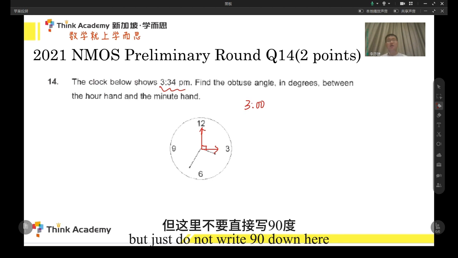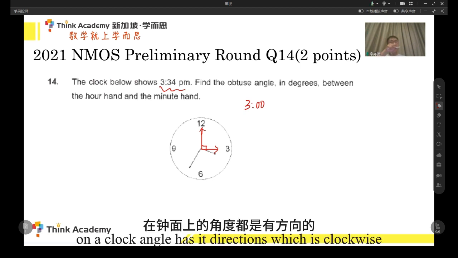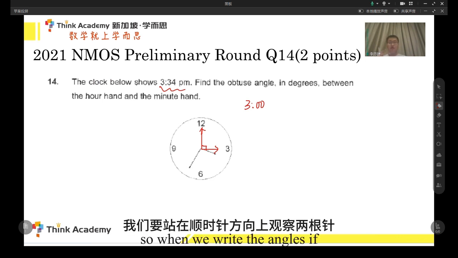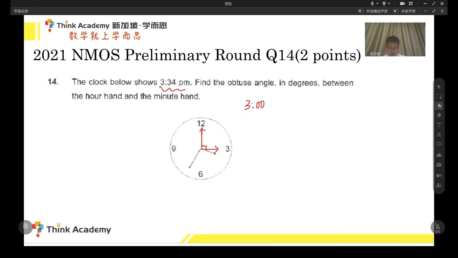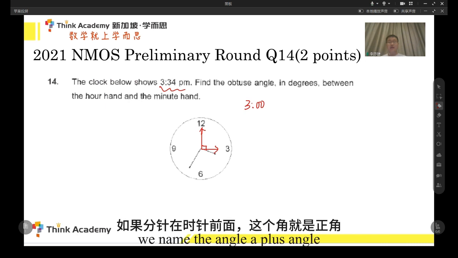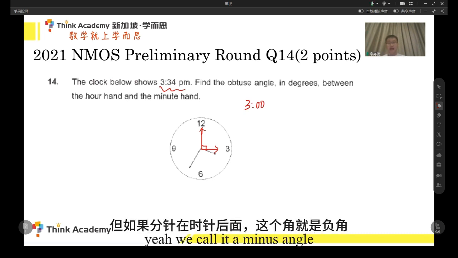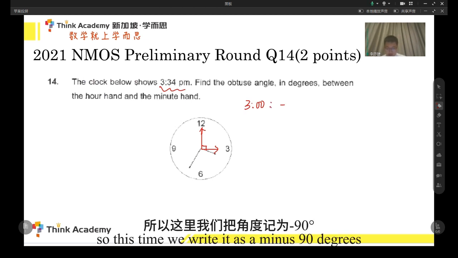But do not just write 90 down here, as on a clock, the angle has its direction, which is clockwise. So when we write the angles, if the minute hand is in front of the hour hand clockwise, we name the angle a plus angle. But if the minute hand is at the back of the hour hand, like this case, we call it a minus angle. So this time we write it as minus 90 degrees.